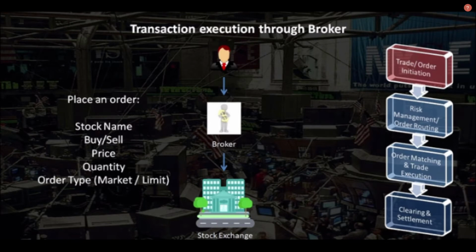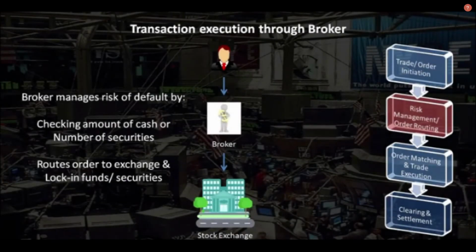You will decide on the price at which you want to buy the security. You will also decide the quantity, that is the number of stocks or shares you would want to buy. Depending on your preference, you will place a market order or a limit order. We will look at the details around order types a little later.